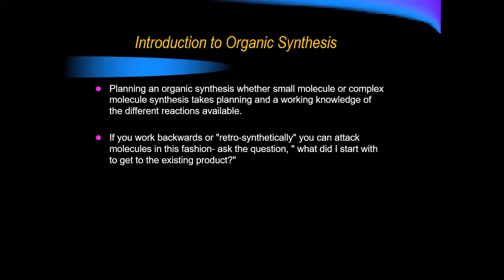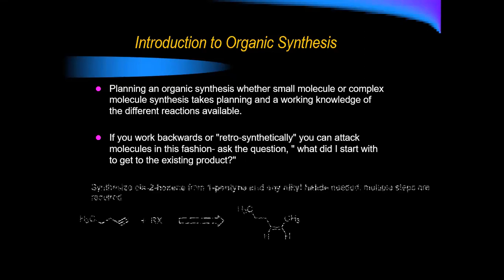The other part of organic synthesis, or part of the planning process, is what you call retrosynthesis. That's where you look at the final product and work backwards, right? So you ask the question, what did I start with to get to this existing product? We're going to look at a few examples of doing retrosynthesis. Then we're going to jump into some real world stuff, right?